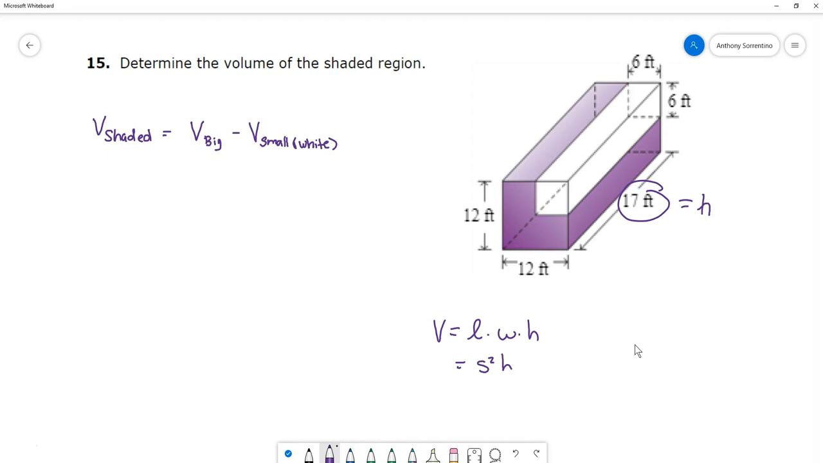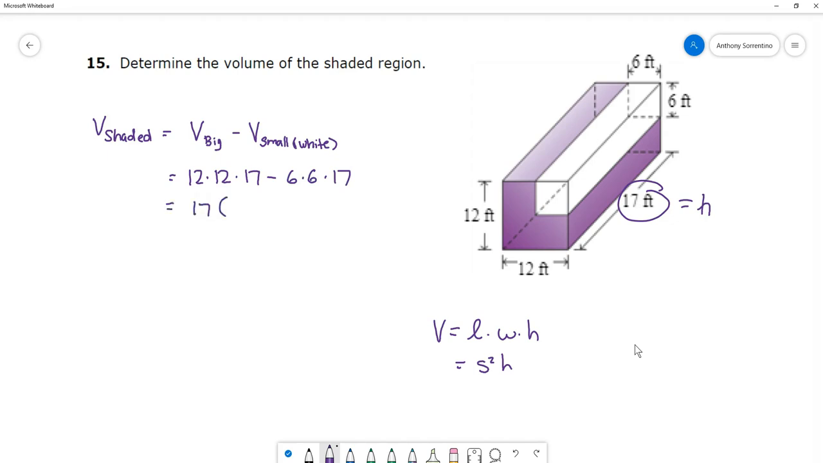So the height of the prism isn't necessarily 12. I could probably make it that way, but so I look at the bigger one. It's 12 by 12 times 17, whereas the smaller prism, the one in white, is 6 by 6 by 17.